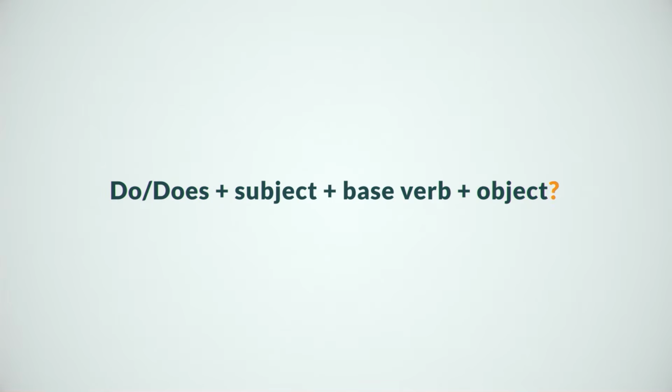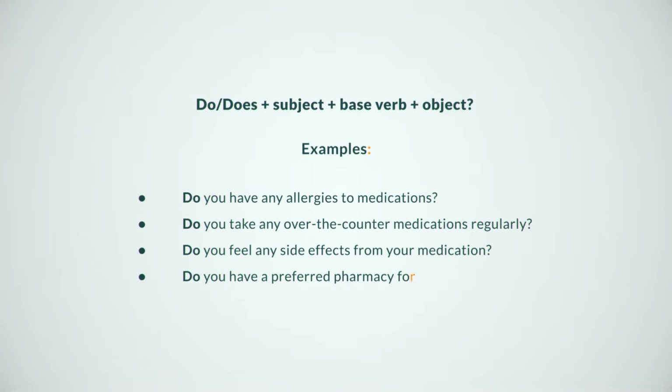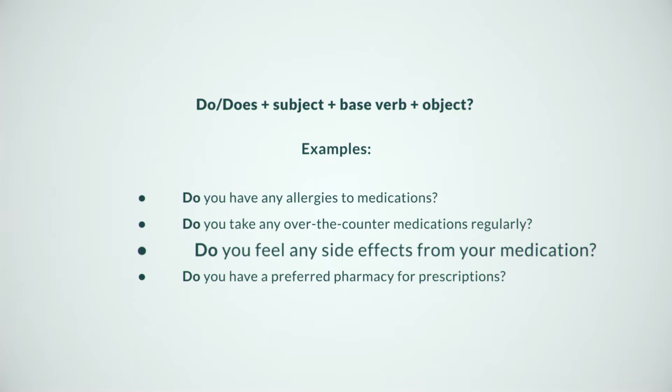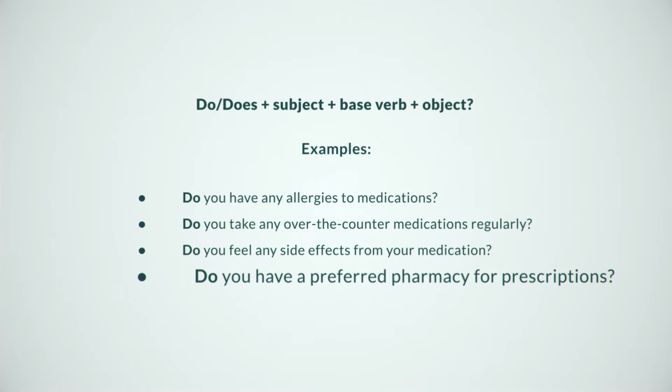The structure is do/does plus subject plus base verb plus object. You can use it in some cases like, do you have any allergies to medications? Do you take any over-the-counter medications regularly? Do you feel any side effects from your medication? Do you have a preferred pharmacy for prescriptions?